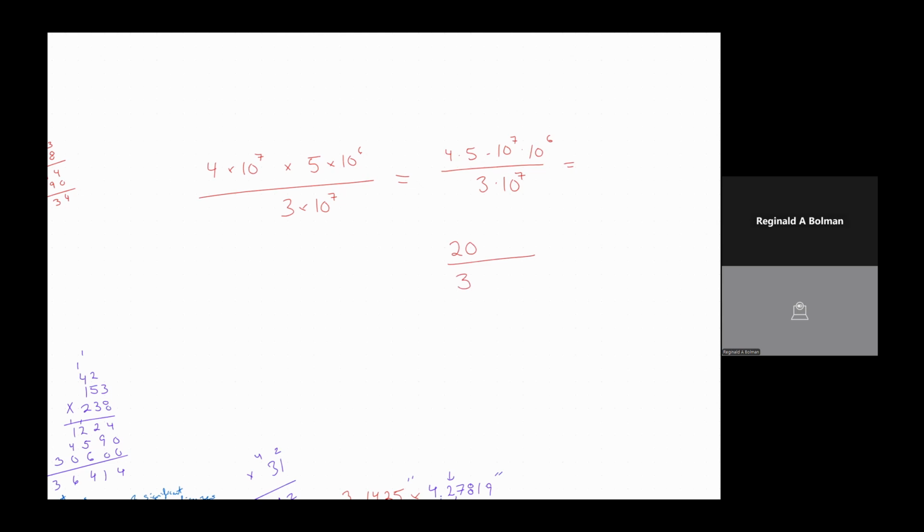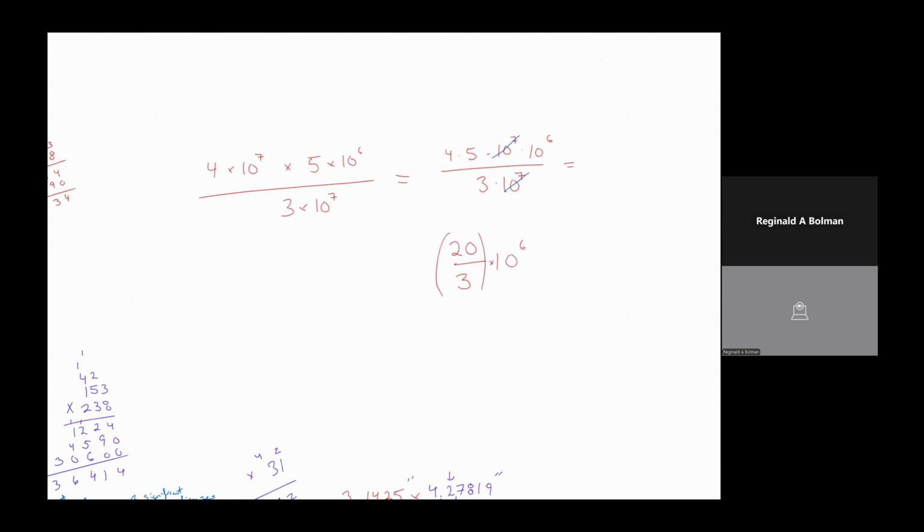But look what happens. 10 to the 7th, that's going to cancel out with 10 to the 7th in your denominator. And so now, look at this. This is pretty magical. You've only got 10 to the 6th left. So you've got essentially 20 over 3 times 10 to the 6th. Now you can calculate that out.